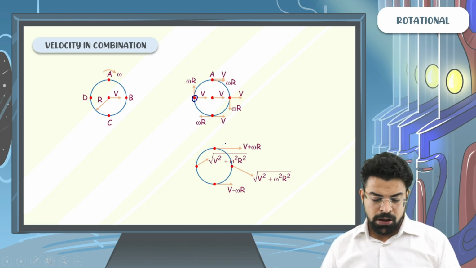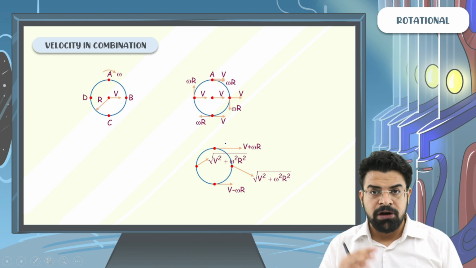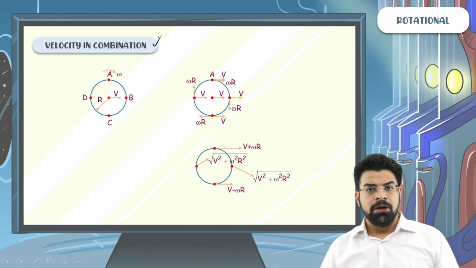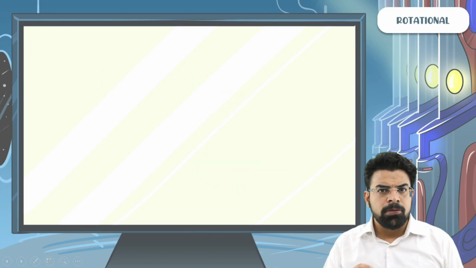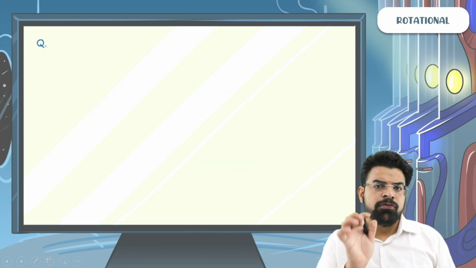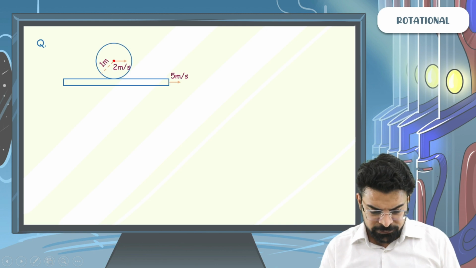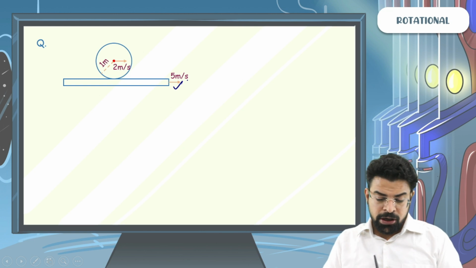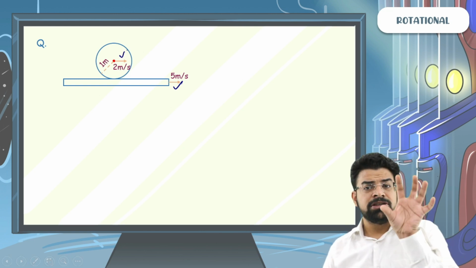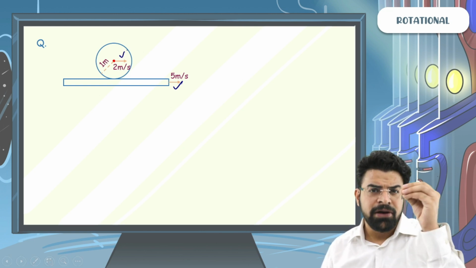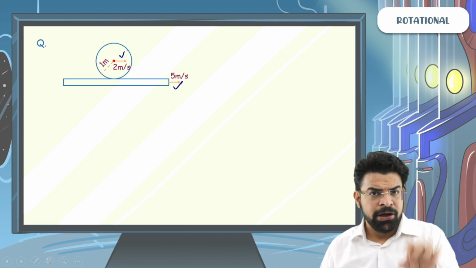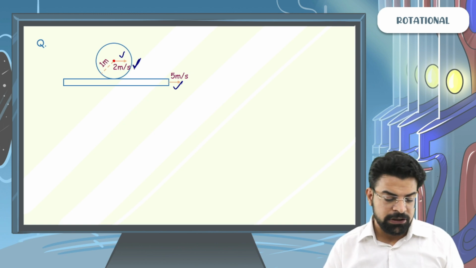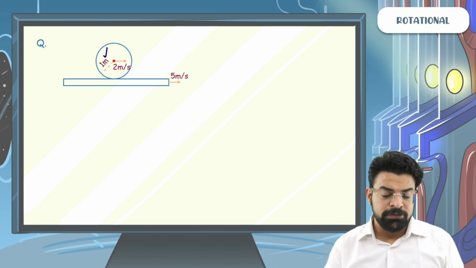Okay. So now let's move on further and discuss more about velocity in case of combination motion. Let's do a problem and then we will move on to the condition of pure rolling. So the question goes like this. There is a plank which goes towards right with a speed of 5 meter per second, and on the plank there is a circular object, can be disc, ring, solid sphere, hollow sphere, anything, and the translational velocity of this circular object is 2 meter per second towards right. The radius of the circular object is 1 meter.